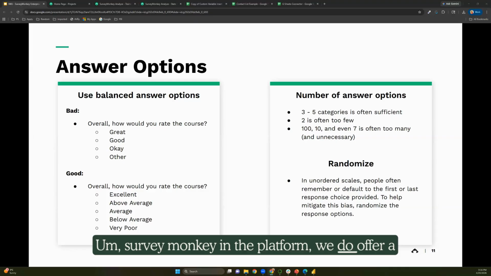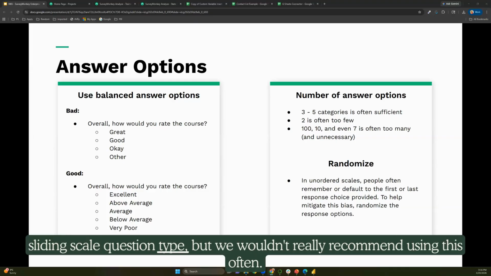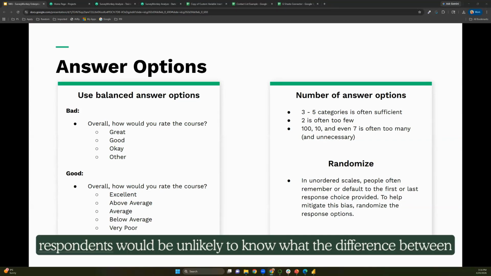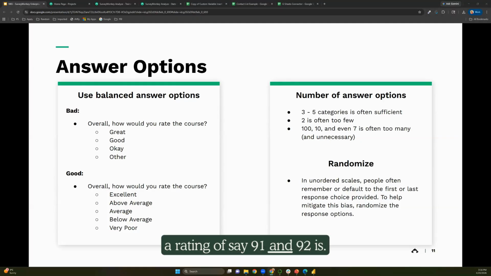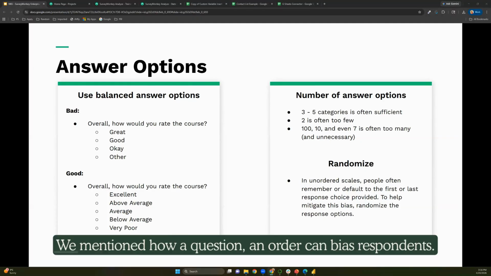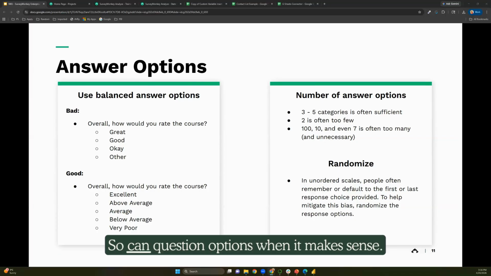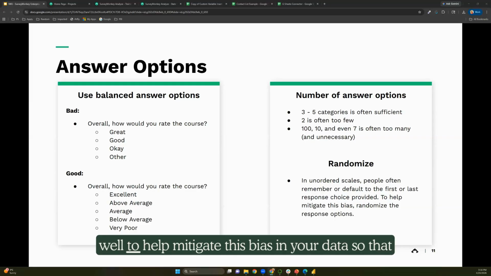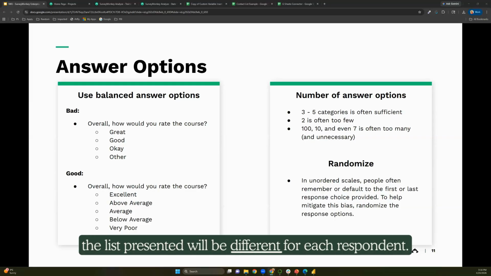In the SurveyMonkey platform, we do offer a sliding scale question type, but we wouldn't really recommend using this often. The default is 100 points, and respondents would be unlikely to know what the difference between a rating of, say, 91 and 92 is. We mentioned how question order can bias respondents, so can question options. When it makes sense, SurveyMonkey has an option to randomize your answer options as well to help mitigate this bias in your data, so that the list presented will be different for each respondent.